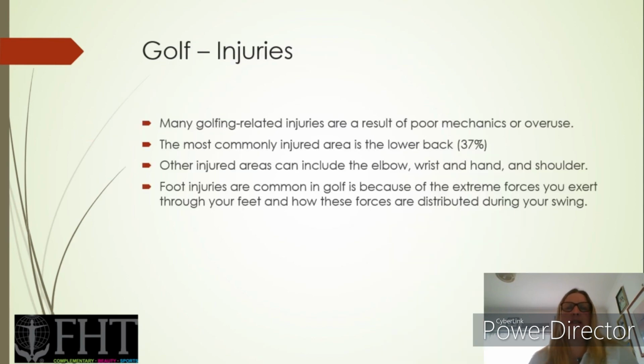So golf and injuries. Many golfing-related injuries, if we look at the research, are a result of poor mechanics or overuse. The most commonly injured area is actually the lower back. 30% of injuries that we see with golfers are in the lower back. We can also see injuries in the elbow, wrist, hand, and shoulder. Now, foot injuries are also common in golf because of the extreme forces that golfers exert through the feet and how these forces are distributed during their swing.